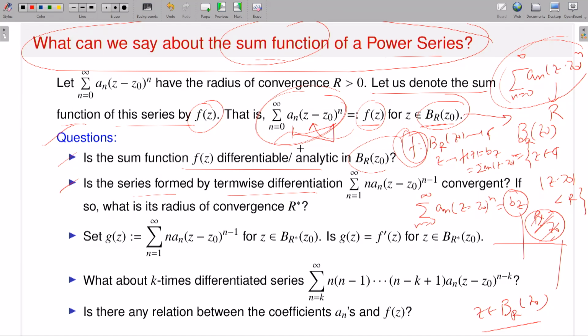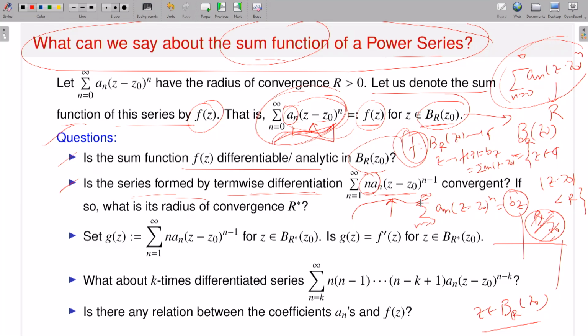So what I am doing now is starting with this series, then forming another power series. What is that? This is nothing but the derivative of this term, that means n times a n times (z minus z naught) to the power n minus 1. Now this is another power series whose coefficients are different from a n, they are n times a n. I am saying that this is the series formed by term wise differentiation, that means I take the derivative of each term and make a new series. Will it converge?